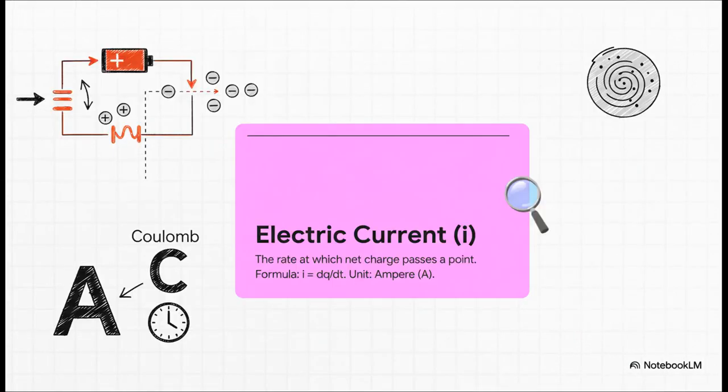So, to put it a little more formally, electric current, which we symbolize with a lowercase i, is all about the rate of flow. Now that formula, i = dq/dt, might look a bit intense, but all it's saying is this. You just measure a certain amount of charge, dq, that flows past a point over a certain slice of time, dt. The unit we use for this is the ampere, or just amp for short. And 1 amp, well, that just means 1 coulomb of charge is cruising past you every single second.